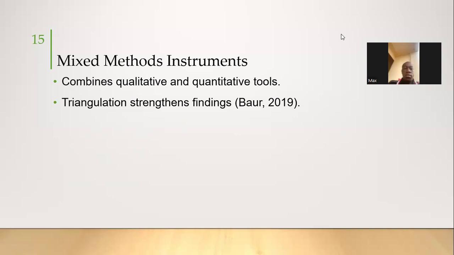Right, next we have standards and indicators in education research.